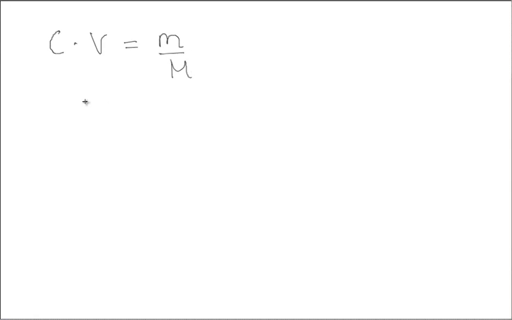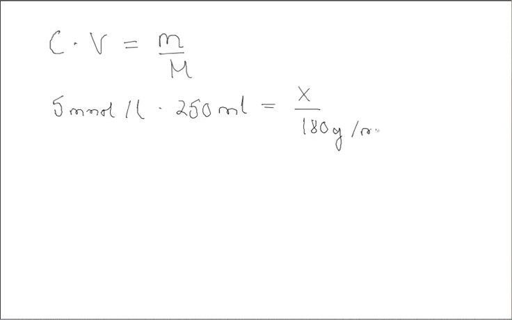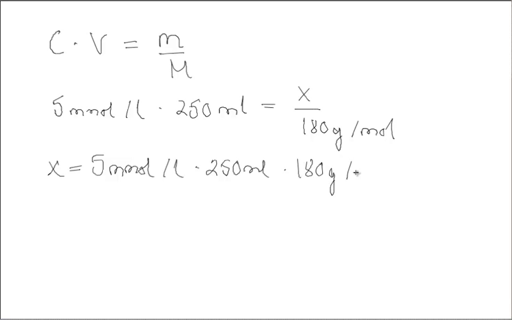And in this 3a we want to know the mass. Then 5 millimole per liter times 250 milliliter equals X divided by 180 gram per mole. Then the X will be 5 millimole per liter times 250 milliliters times 180 gram per mole.